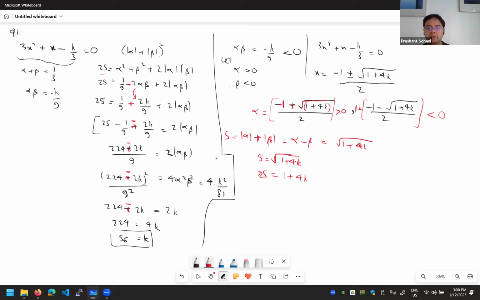Oh, sorry, I made a mistake here. The denominator is not 2, it is 2 into 3, 6. That is 6. So when I add the 2, I will get upon 3. Okay, so I'll get 15 is equal to root of 1 plus 4k. Therefore, 1 plus 4k is 225. And same as before, you'll solve it and get 56.